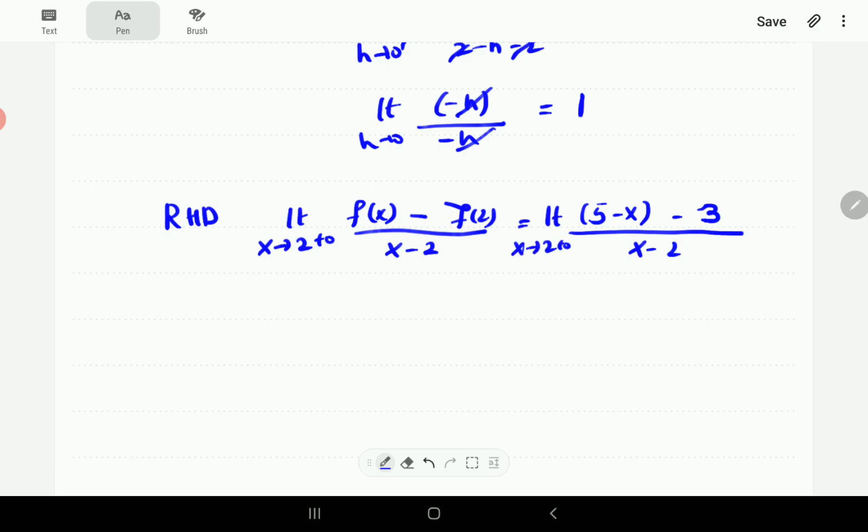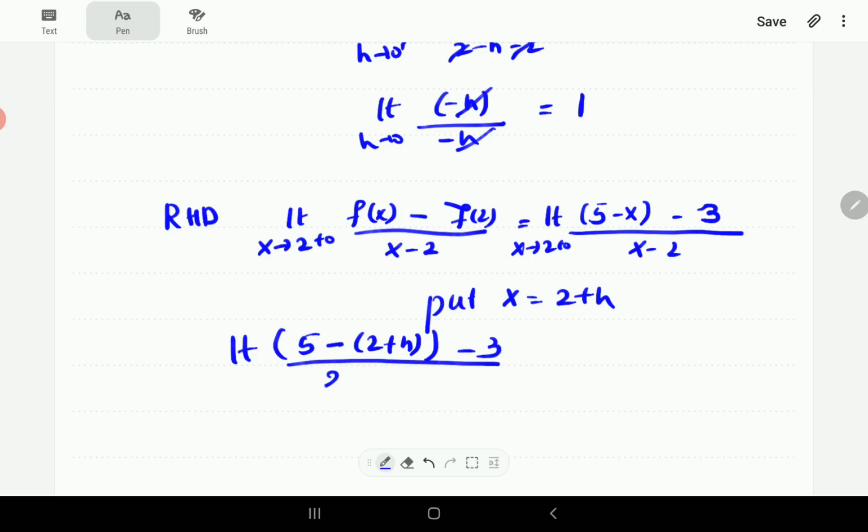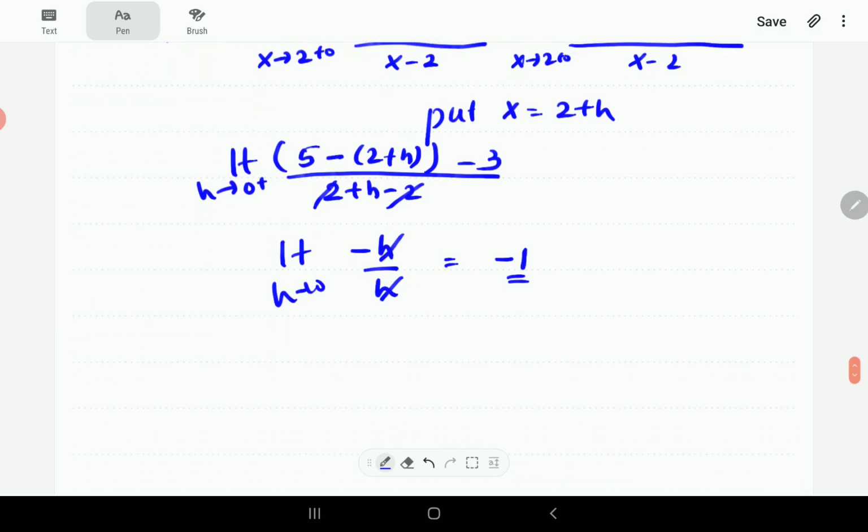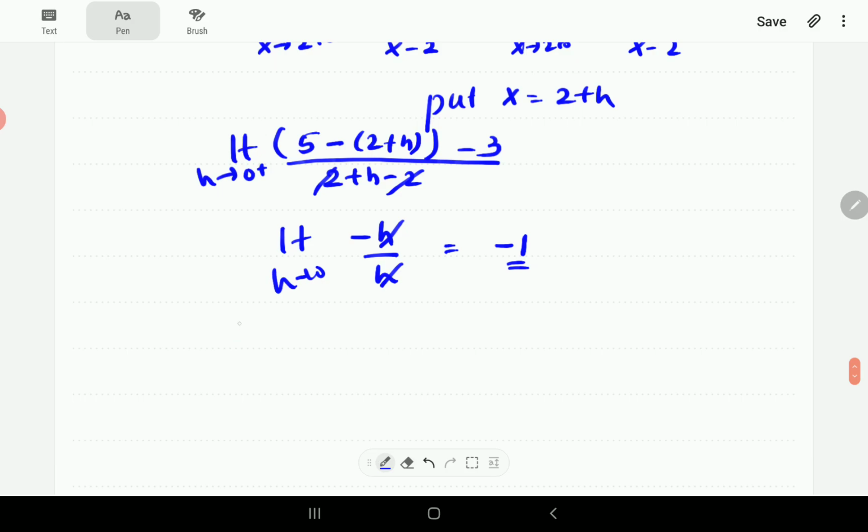Now since it is the right hand limit, put x equal to 2 plus h. So this will be the limit of 5 minus 2 plus h, minus 3, upon 2 plus h minus 2, as h tends to 0 plus. So 5 minus 2 is 3, and minus h. So 3 minus 3 is 0, but here it is negative h divided by positive h. I can cancel h, but I still have negative 1. So the right hand limit is negative 1 and the left hand limit is 1.